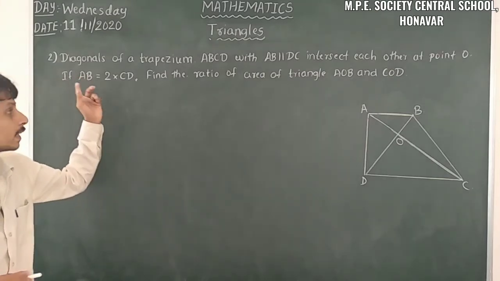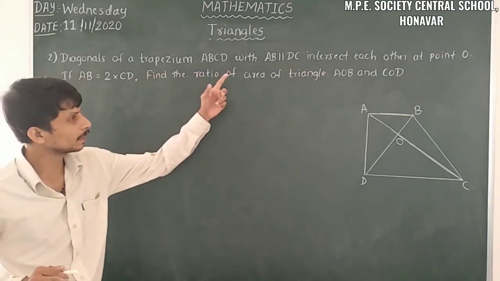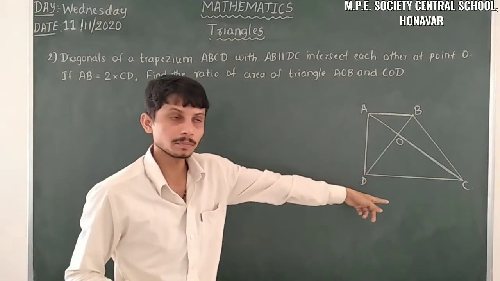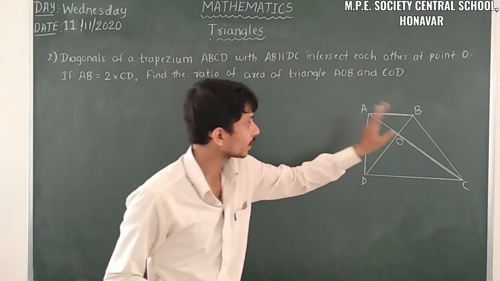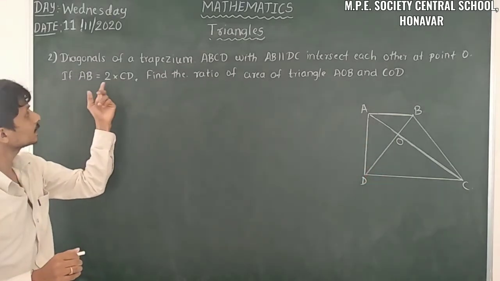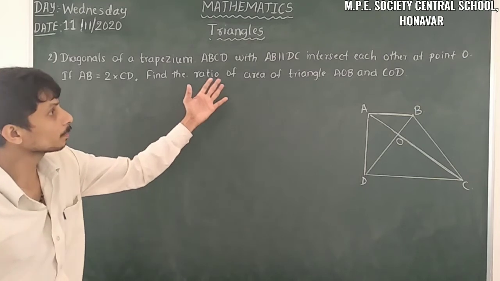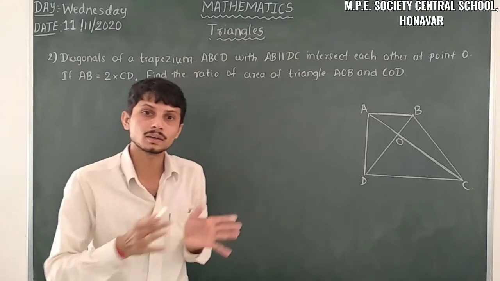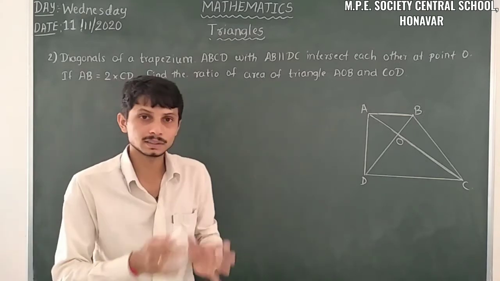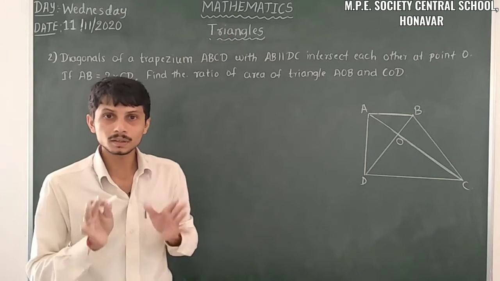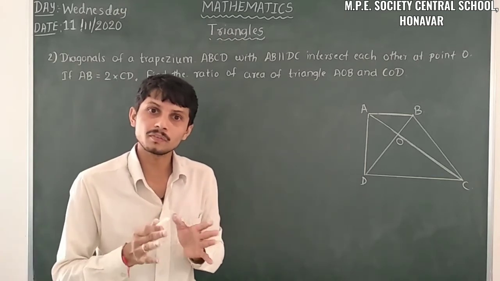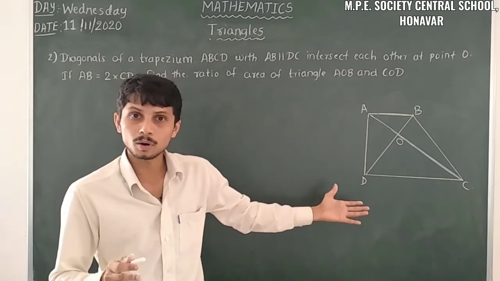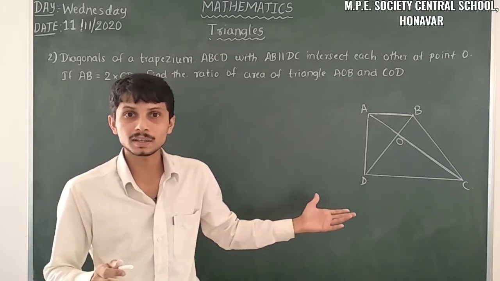The second problem tells us that the diagonals of the trapezium ABCD, with AB parallel to CD, intersect each other at point O. Here it is, the trapezium ABCD, and the diagonals intersect at O. If AB is equal to 2 into CD, find the ratio of the area of triangle AOB and COD. So here we have to find that ratio. But we can't directly go into the formula, because we don't know whether it is similar triangles or not.